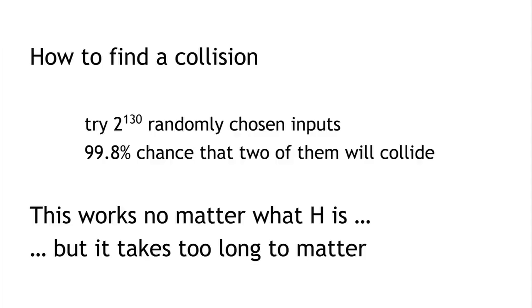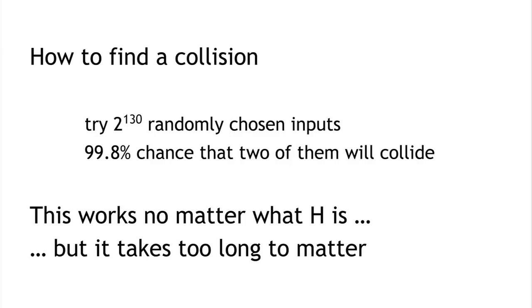But this doesn't really matter, and the reason is that this procedure takes 2^130 steps in order to get to that high probability. So we can say something like this: if every computer ever made by humanity was computing since the beginning of the entire universe up to now, the odds that they would have found a collision is still infinitesimally small. So small that it's way less than the odds that the Earth will be destroyed by a giant meteor in the next 2 seconds, which didn't happen. Okay, so we know how to find a collision, but this method takes too long to matter.